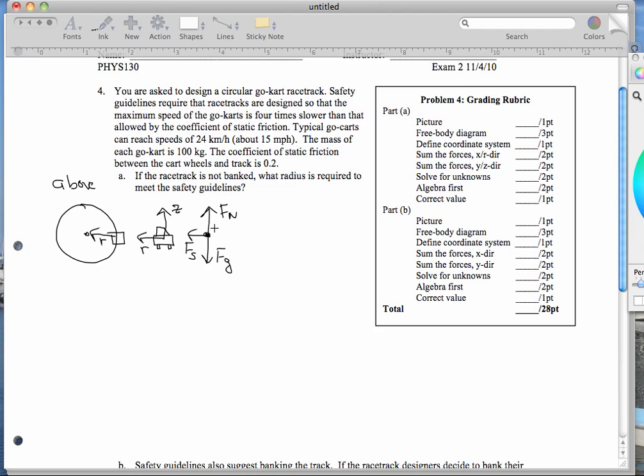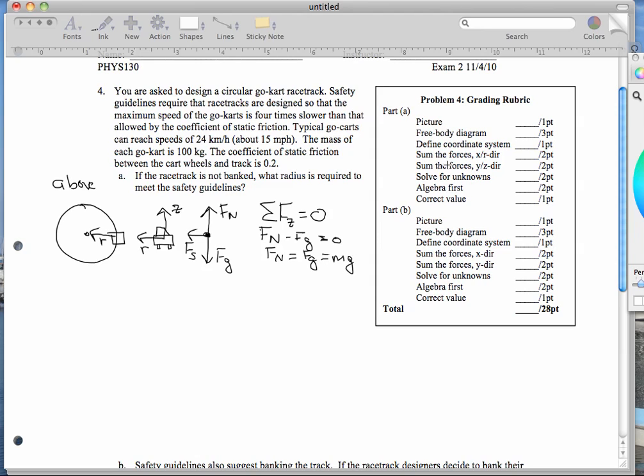I'm going to do the easiest one first, the sum of the forces in the Z direction. That equals 0, because my car is not going off of the ground or into the ground. Fn is in the positive Z direction, so Fn minus Fg equals 0. I know I'm going to need the normal force for the static friction equation, so solving, Fn equals Fg, which equals mg.